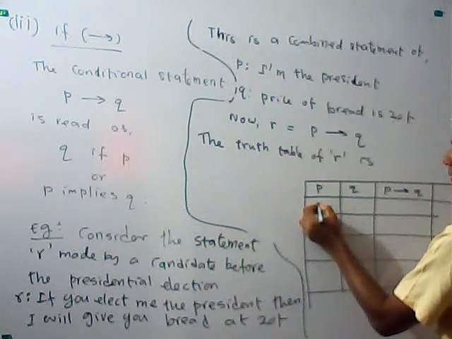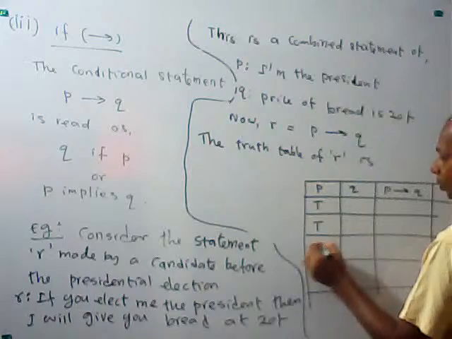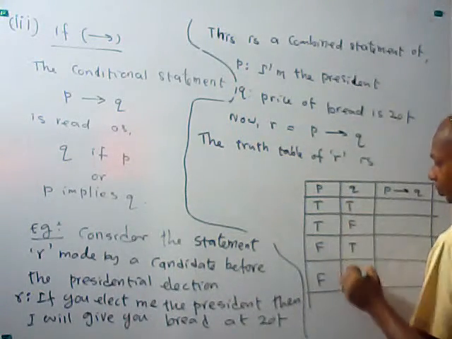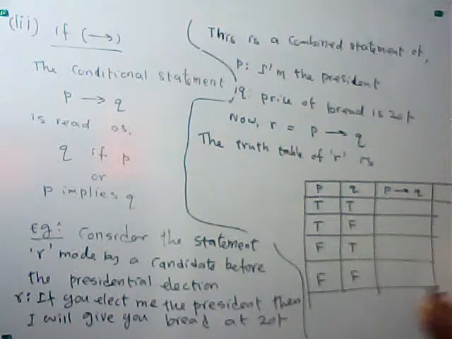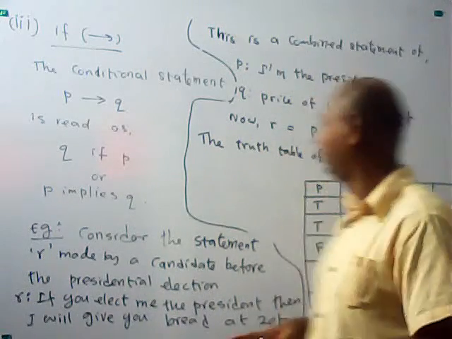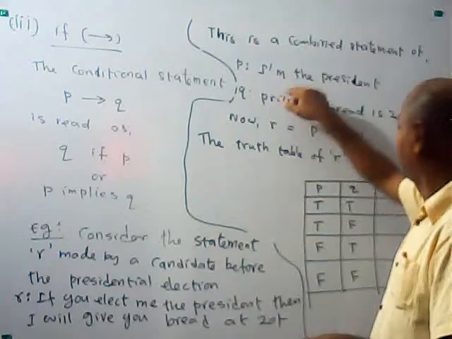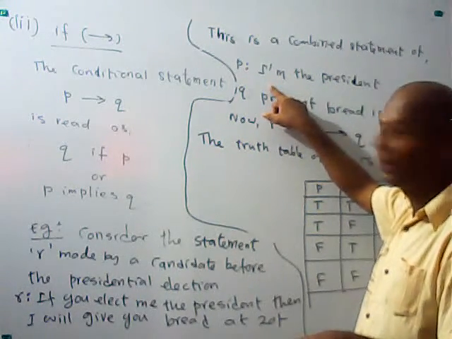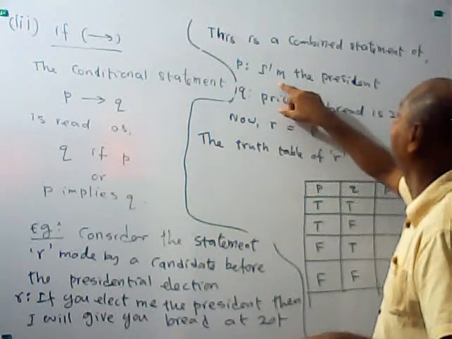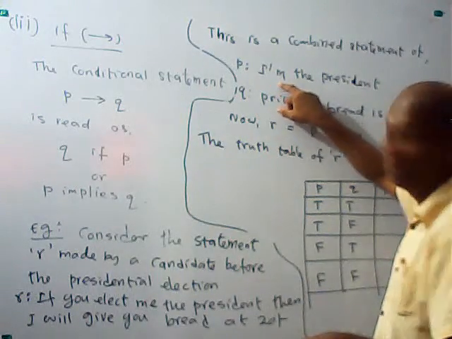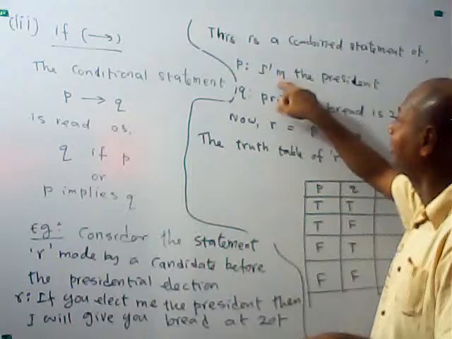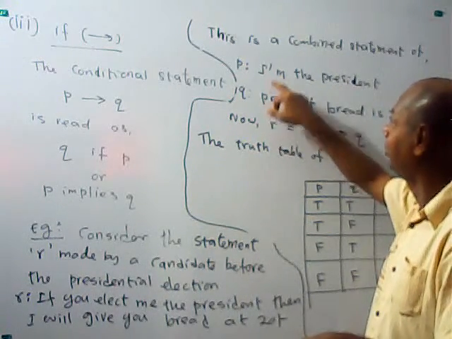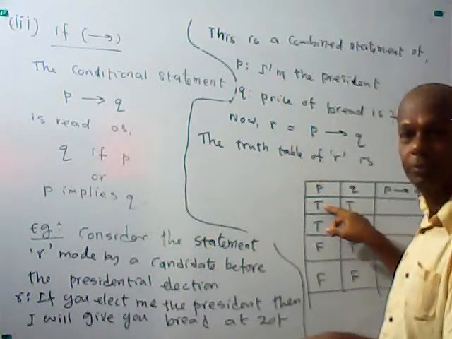These are the possibilities: true true, true false, false true, false false. They can name that. Now the election is over, right? So you find that I am the president. You can imagine, for instance, that I am the president, and so this is true.